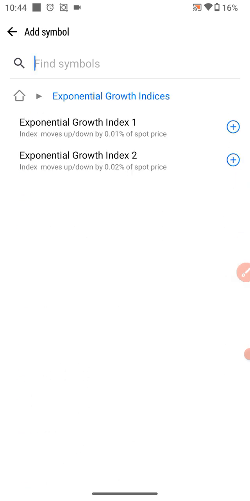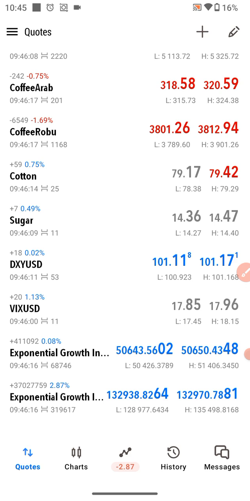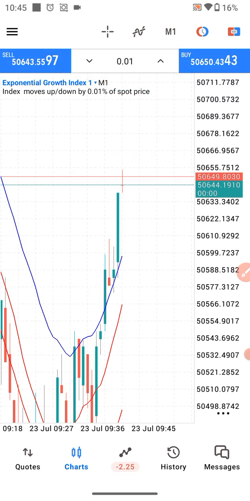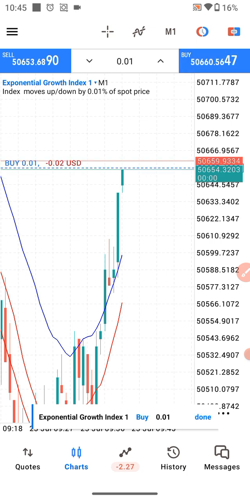So this is exponential growth indices. I want to try these indices to see what it does. All these indices, I'm just seeing them. They've never been there before. They are a new kind of pairs. This is the 1 minute.